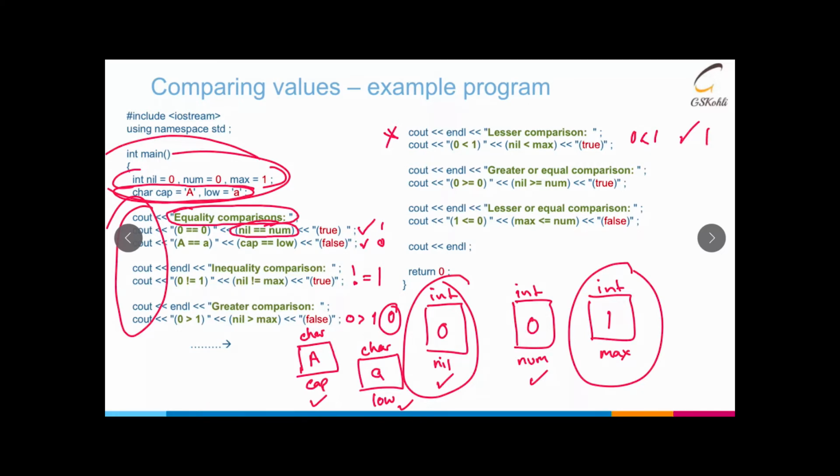Greater or equal comparison. It's saying nil, which is 0, is greater than or equal to num, which is considered 0, so the answer is true, because if it was just the greater-than sign, it would be wrong, but it's greater or equal, and both of them are considered the same. And the last one is the less or equal comparison. We're looking at 1 being less than or equal to num, which is 0, and in that case it's false, so the answer is 0. That's the end of the comparing values program.